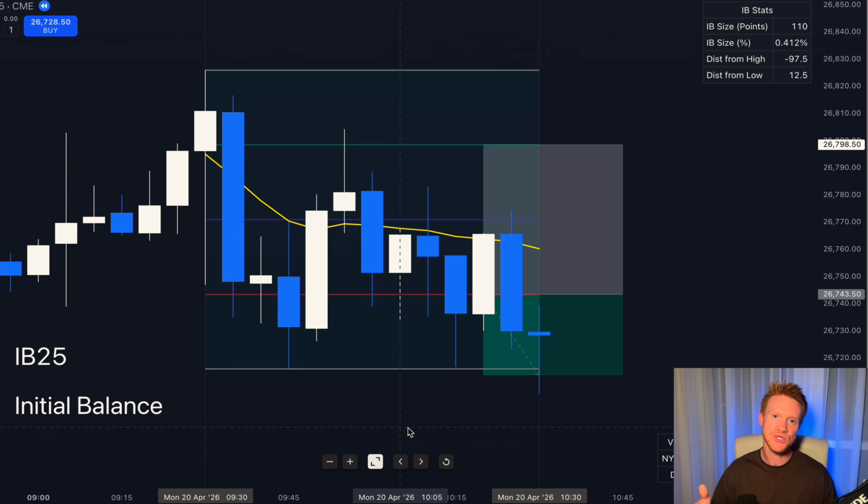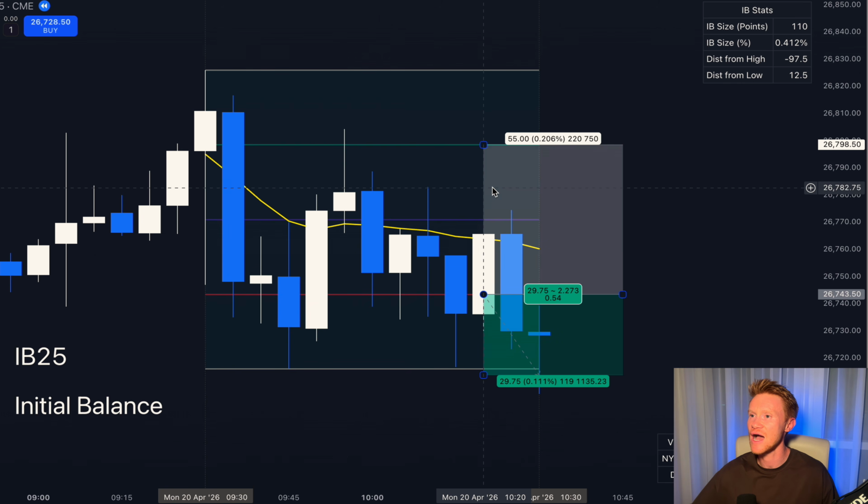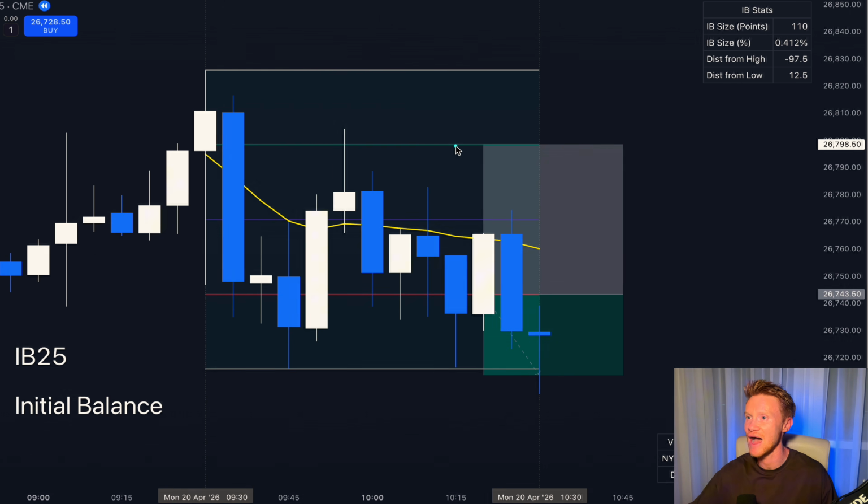Now, when it comes to stop loss and take profit, this is where you can adjust and cater it towards how you want to do it. But for me, I prefer my stop loss level to be at the IB75, which is the 75% retracement inside the initial balance. Why? Because once again, I don't have to make a decision about where the stop loss goes. That level gives me a consistent level to place it at every single day.